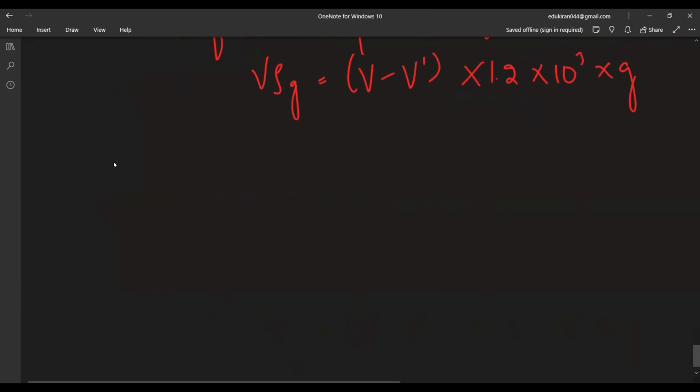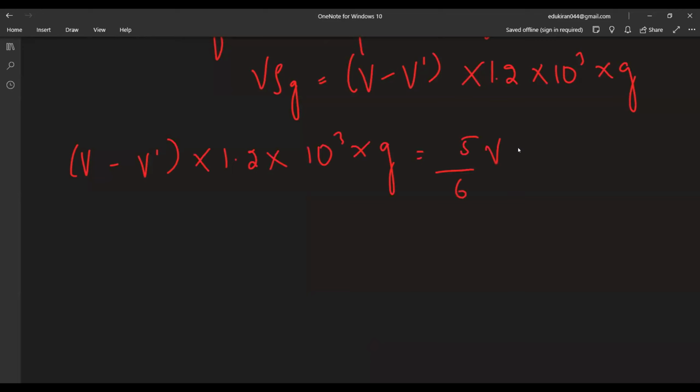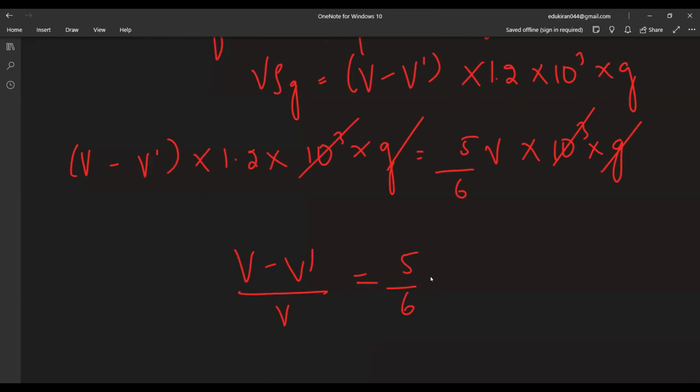When you equate both these equations, you get V minus V dash into 1.2 into 10 to the power 3 into G, which is equal to 5/6 V into 10 to the power 3 into G. The acceleration due to gravity G is cancelled. V minus V dash by V is equal to 5/6 into 10/12, which is equal to 25/36. But we don't have to find this.